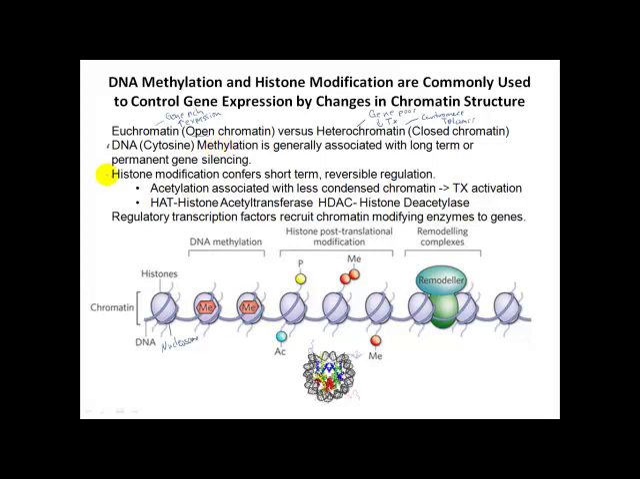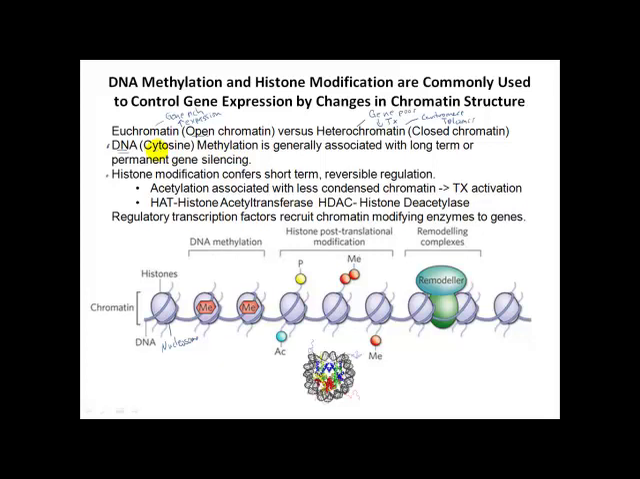The other main mechanism by which chromatin structure can be modified involves modification of the histone proteins that the DNA is wrapped around. So these are fundamentally two different types of modification. In the case of DNA methylation, we're actually talking about covalently modifying the DNA itself, whereas here we're just modifying the proteins that the DNA is wrapped around. So let's talk about DNA methylation first.